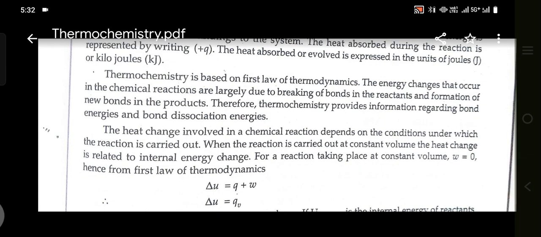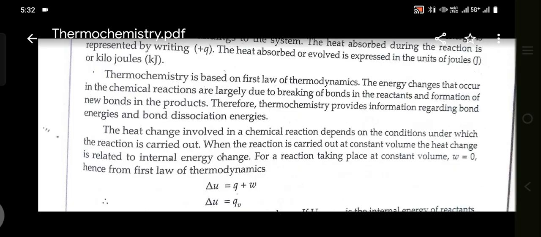Thermochemistry is based on the first law of thermodynamics. The energy changes that occur in a chemical reaction are largely due to the breaking of bonds in the reactants and formation of new bonds in the products. Therefore, thermochemistry provides information regarding bond energy and bond dissociation energy. The heat change involved in a chemical reaction depends on the condition under which the reaction is carried out.